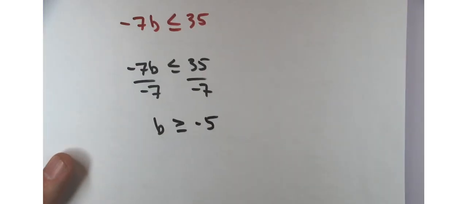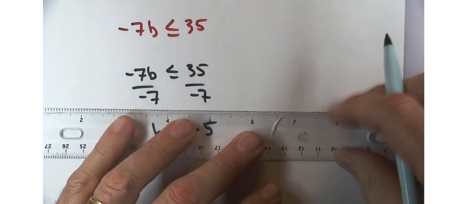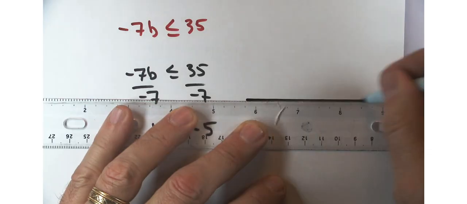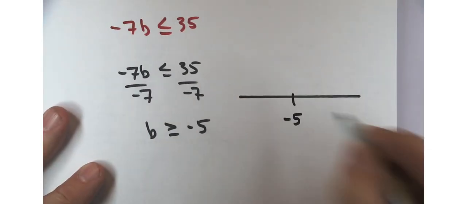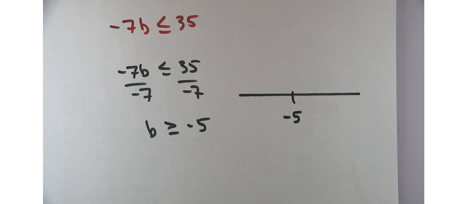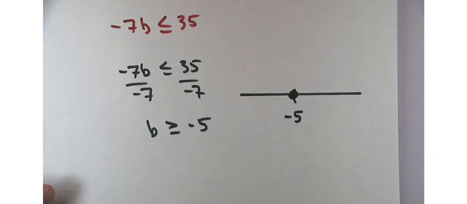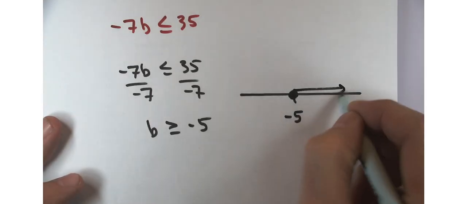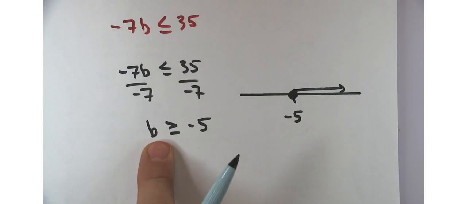As far as the graph is concerned, let's draw ourselves a little graph here. The only thing I like putting on my graphs is exactly what I need, which is a negative 5. What kind of a dot am I going to put on that negative 5? Solid dot. And which way does the arrow run? To the right.